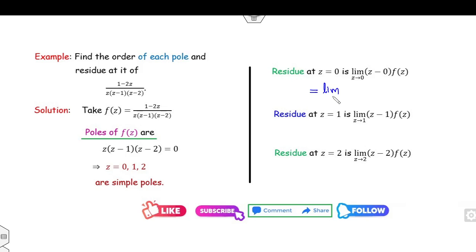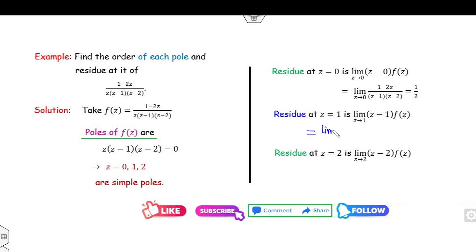So you can start with the first case, z approaches 0. I can substitute the value of f(z). The z will be cancelled out. It's (1 minus 2z) over (z minus 1)(z minus 2). Now you can substitute the value. You will get 1 over (0 minus 1)(0 minus 2). The answer is half, which is the right answer.